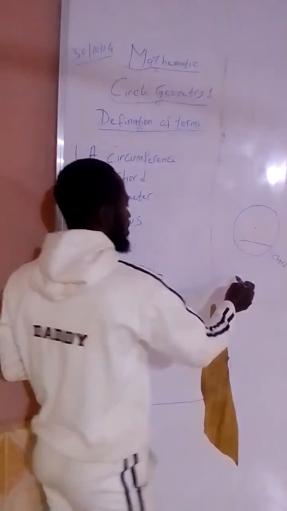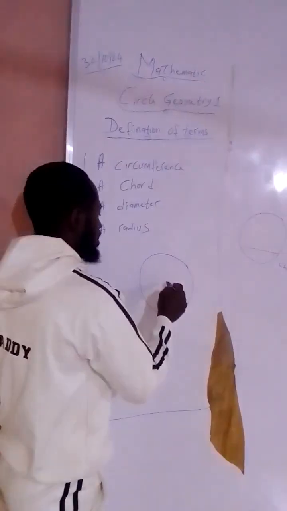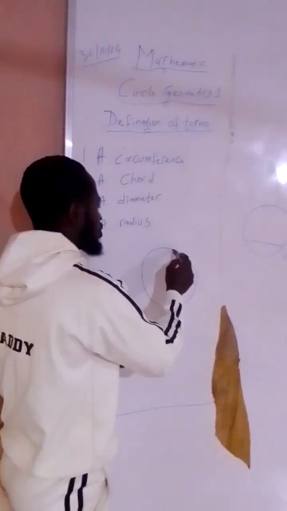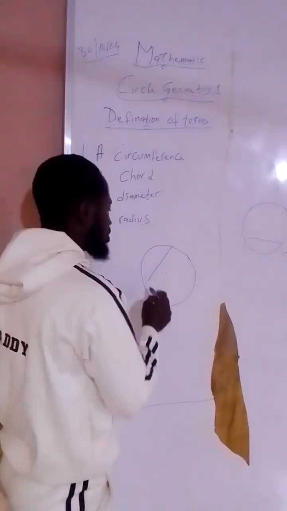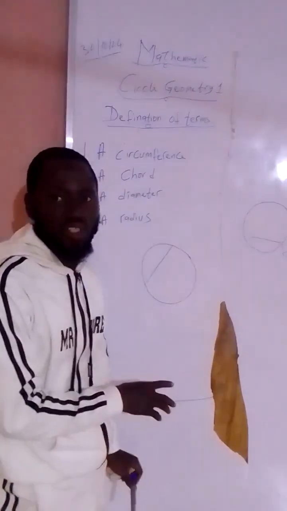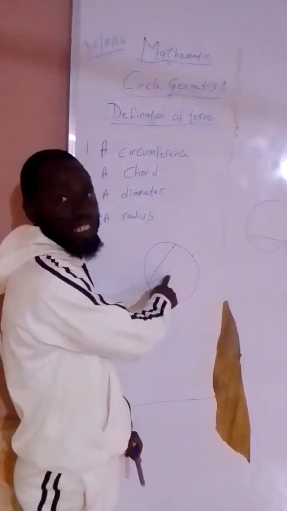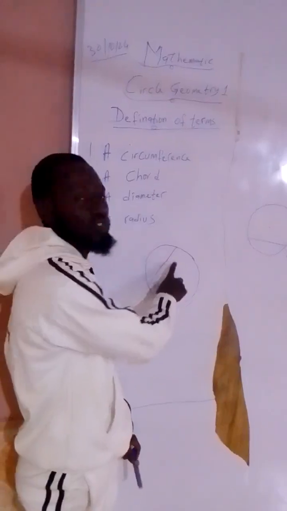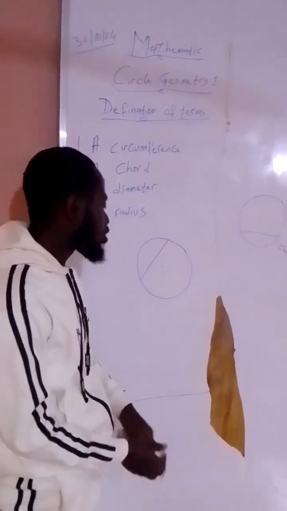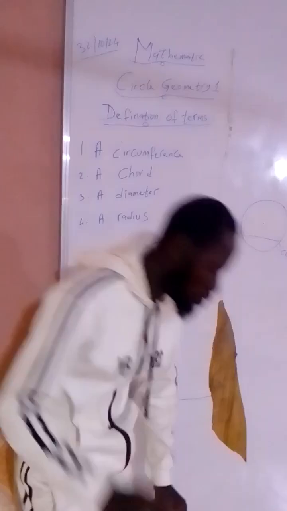It can also be in this form. Let's assume I have a circle like this, and I have a center like this. And I also have a straight line that is joining any 2 points of the circumference of a circle together. Once it's a straight line and the line does not pass through the center of the circle, then that line is known as what? A chord. A chord will cause 2 problems.